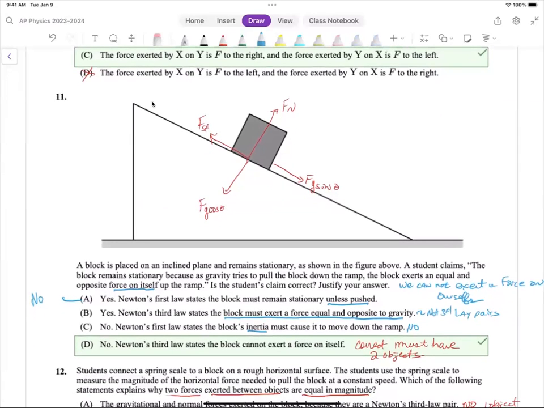So this is the force of gravity this way. All right. A block is placed on an incline. It remains stationary, so it's at rest. A student makes this claim: the block remains stationary because as gravity tries to pull down the ramp, it acts on the block down the ramp by Fg sine theta, but the block will exert an equal and opposite force on itself. So they're saying that the block is going to create a force on itself. Is the student's claim correct or not?